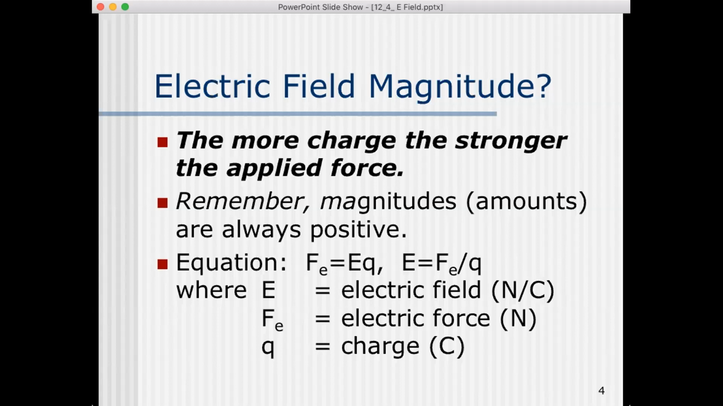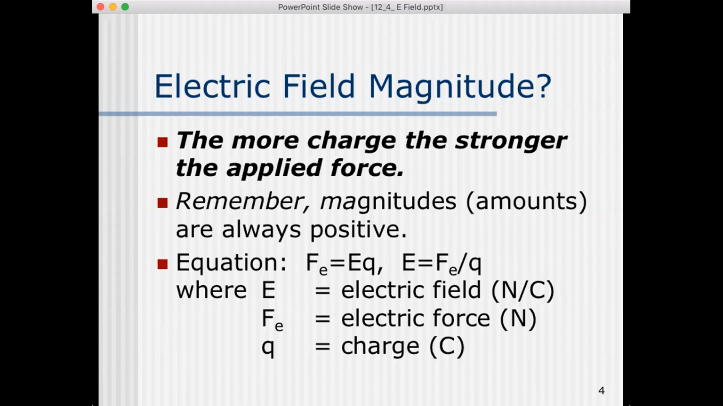Now, the equation for field is what I showed you. It's here. E equals the force divided by charge. The units are very important because sometimes that can get you out of trouble when you're doing a problem. The electric field is in newtons per coulomb. The force is in newtons, and charge must always be in coulombs.